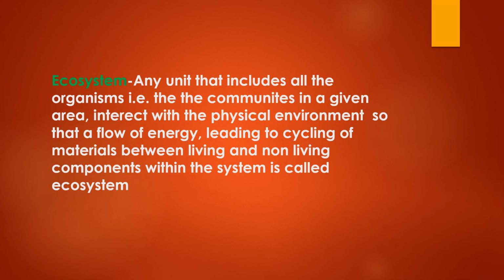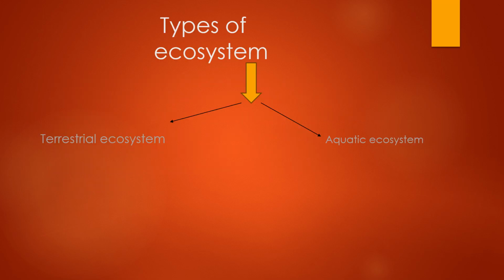Just for briefing, an ecosystem means the interactions between different communities in an environment with the physical components, where the cycling of material and flow of energy take place. That means the flow of energy and recycling of material between the living and non-living things, which is taking place in the environment, is an ecosystem. We already know all about the ecosystem.